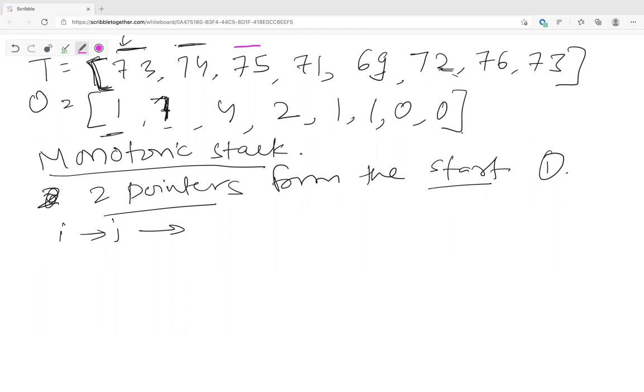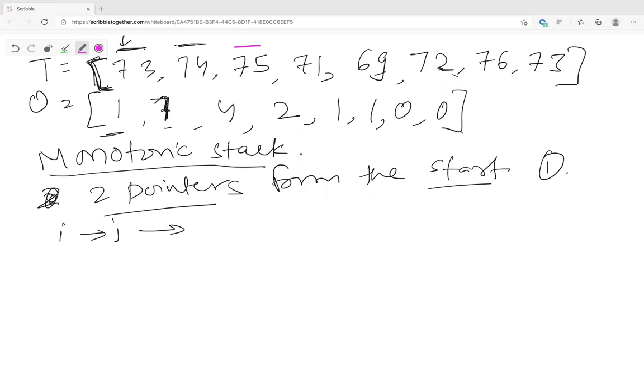Actually, with this approach, I don't need a stack. I can do it in order of n, and in one pass I can build another array which holds the index of the next biggest number in that array. And in another pass I will again start from the beginning.